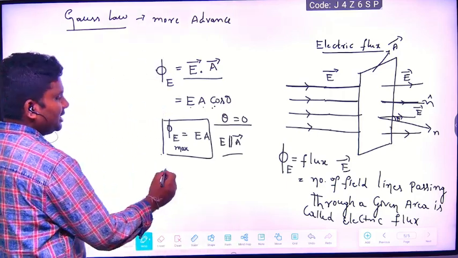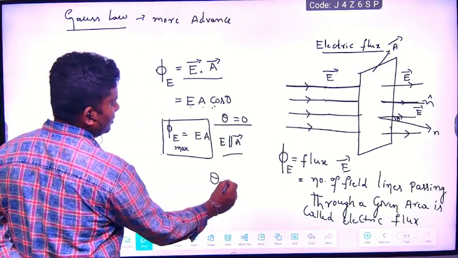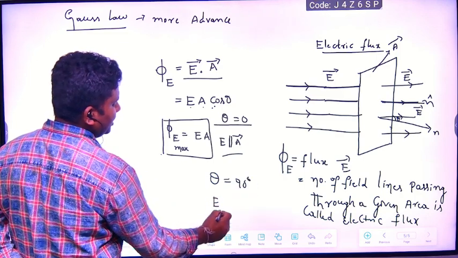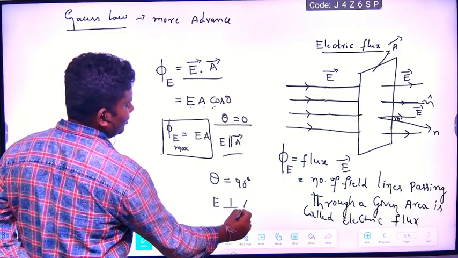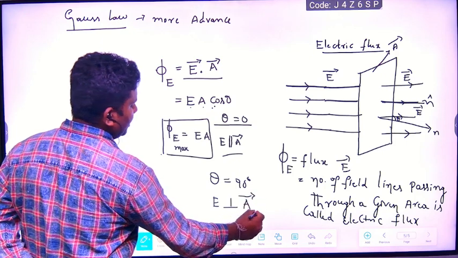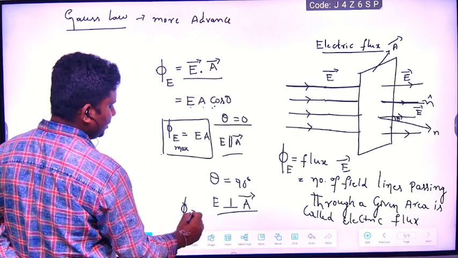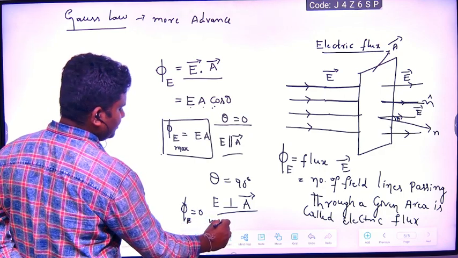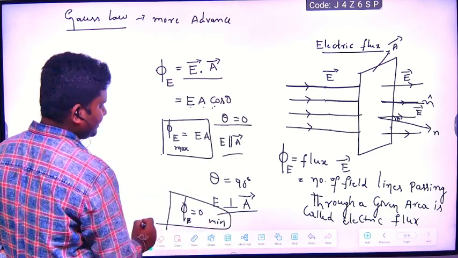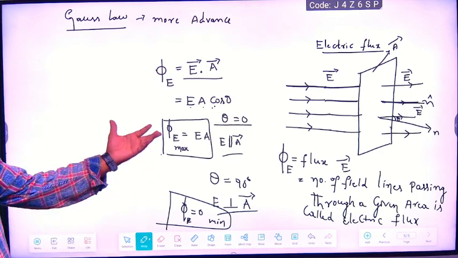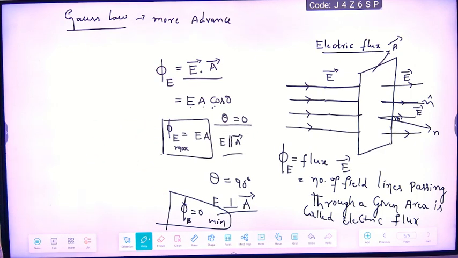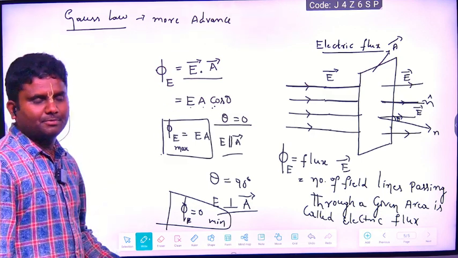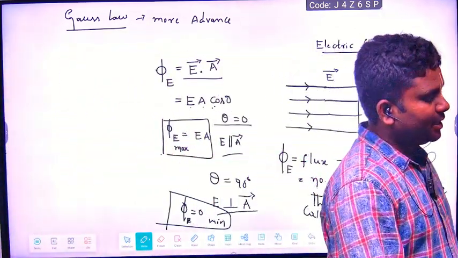But if theta is 90 degrees, in the sense that the electric field line direction is perpendicular to the direction of the area vector, then you will get flux as 0 or minimum. Electric flux is minimum. So what is flux? Flux means electric field into area. So these are the basic concepts you should know to learn about Gauss law.